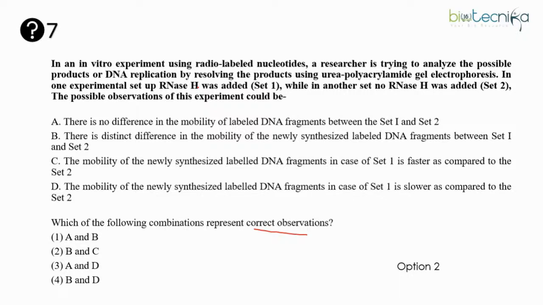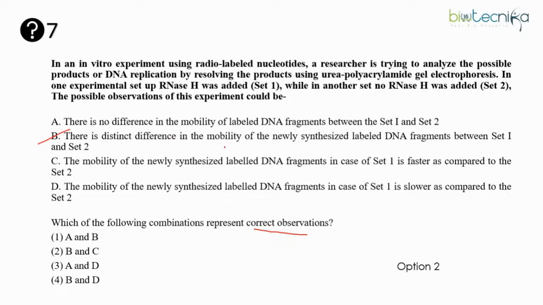Now, obviously, there will be a difference in the mobility of an RNA strand and a DNA strand. Now, wherever RNase H is present, that means these primers, these RNA strands have been removed and replaced by DNA, dNTPs. Okay. But where RNase H is not added, that means the primer is still remaining. That means the RNA section is still remaining. So here lies the difference. So therefore, statement A is incorrect, statement B is correct.